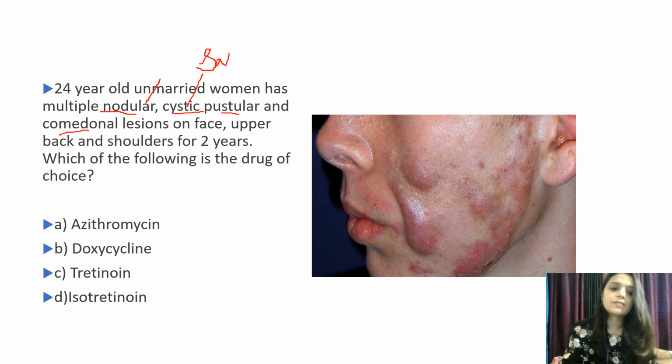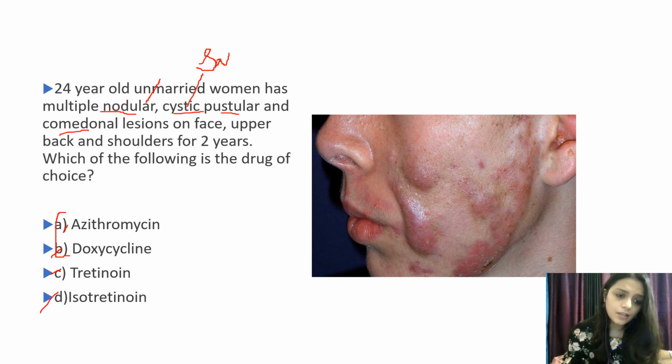First of all, we should correctly diagnose this, because according to that only we should treat the patient. They are asking for the drug of choice. We have different options: azithromycin, doxycycline, tretinoin, and isotretinoin. The first two options, A and B, are antibiotics. You should remember that we can give antibiotics at any stage, even in mild, moderate, and also in severe.